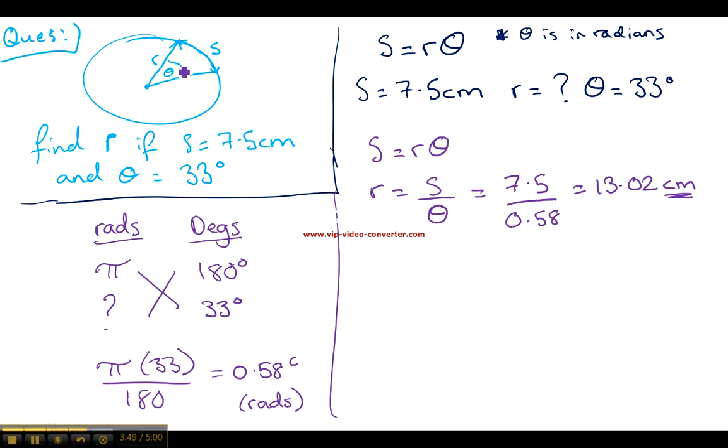So our value for our radius in here is roughly 13 centimeters. That occupied with an angle of 33 degrees or 0.58 radians will give you an arc length of 7.5 centimeters. So once you know two of those values, there's three variables in here. Once you know two of them, you can find out the other. And yeah, that's pretty much it. We also seen the conversion method here.